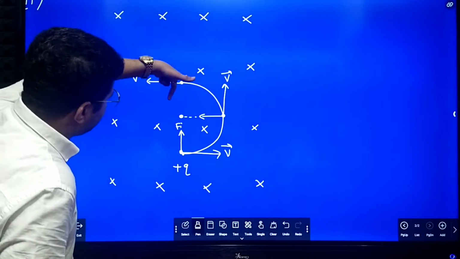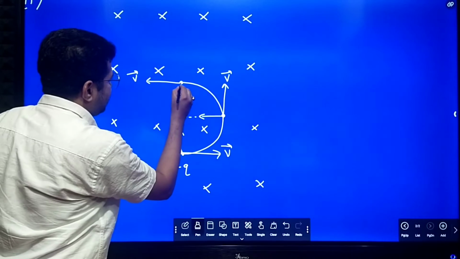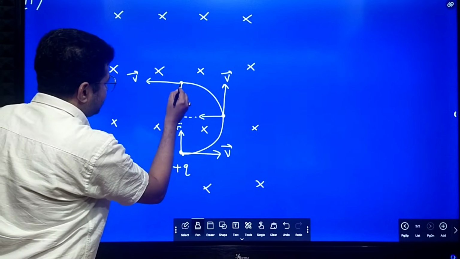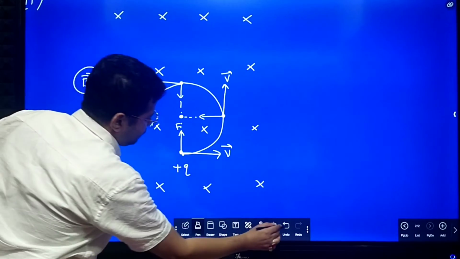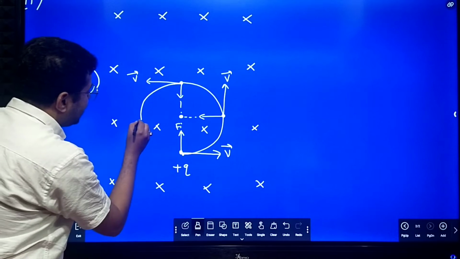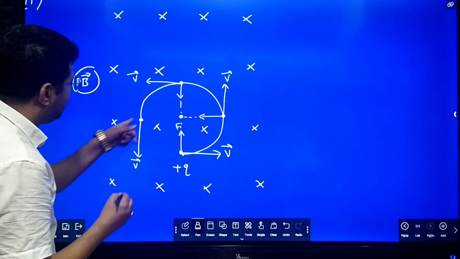Now the central finger gives the direction of positive charge, so the thumb will give the direction of force. Force is downwards. Okay, so due to this, again the charged particle will come here. Charged particle comes like this.